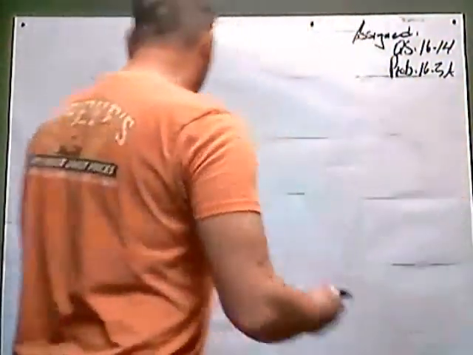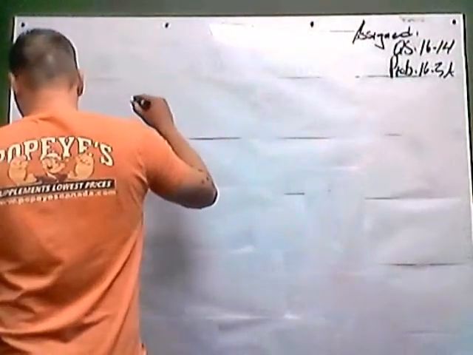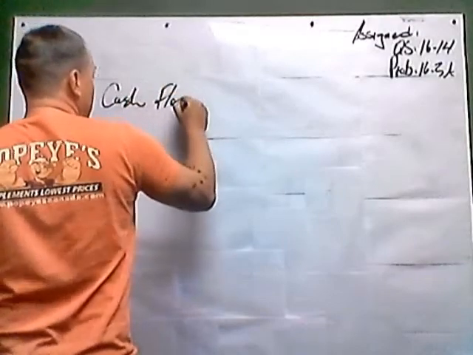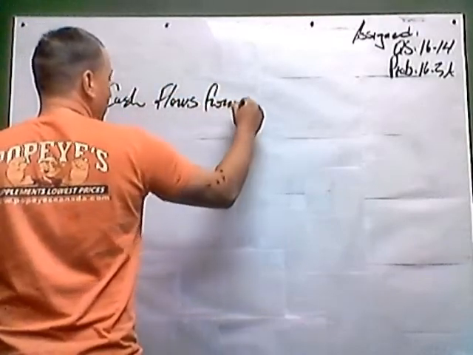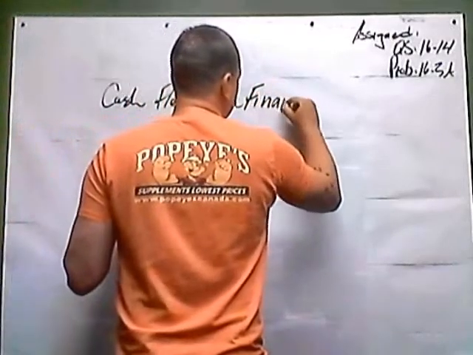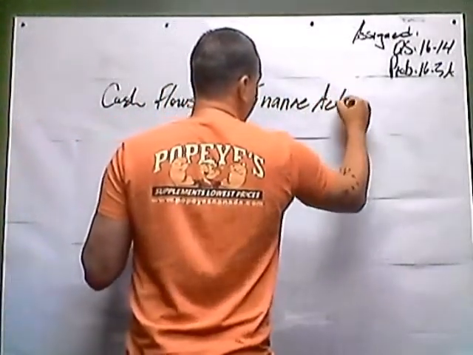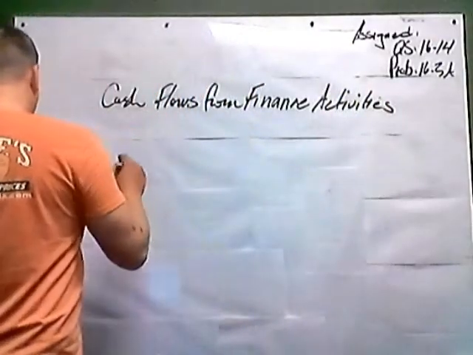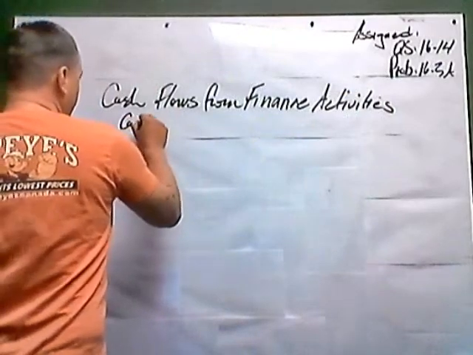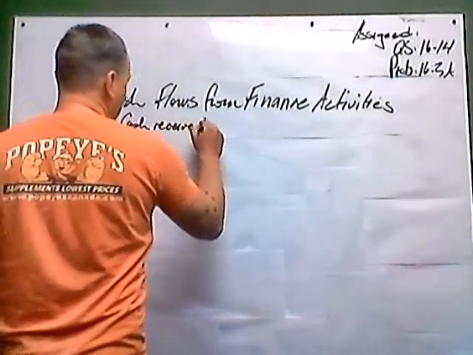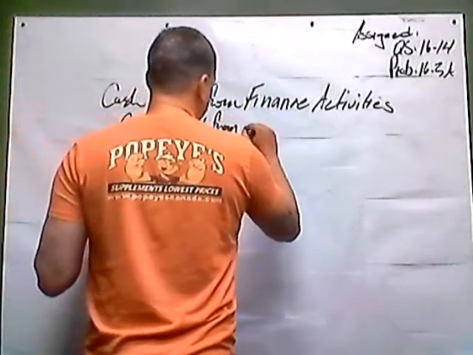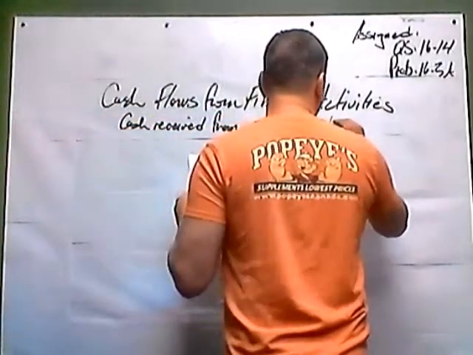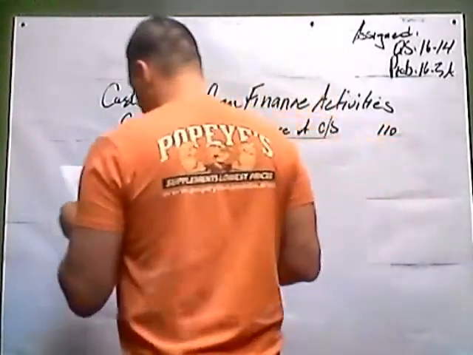So I'm going to start with my title, subtitle: cash flows from finance activities. Okay, so we have issuance: cash received from issuance of common shares, 110.